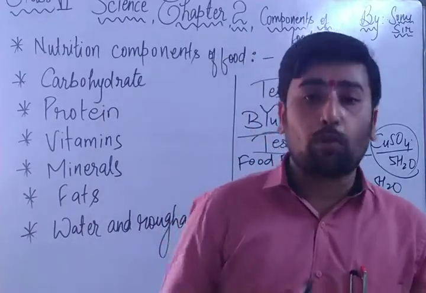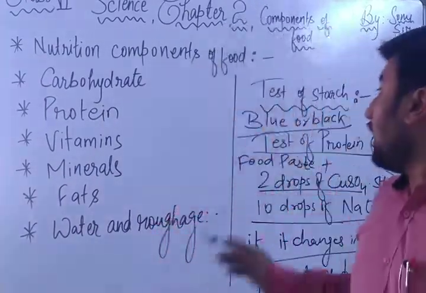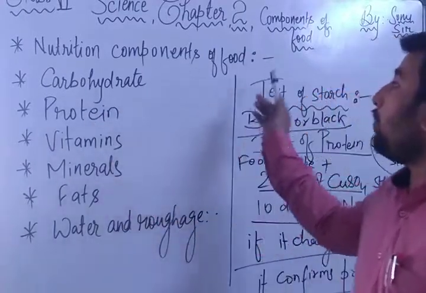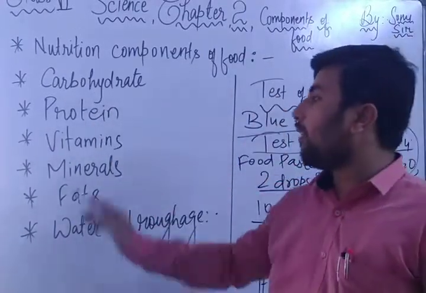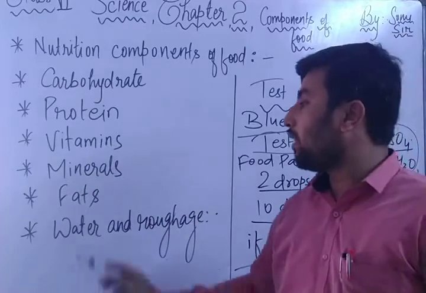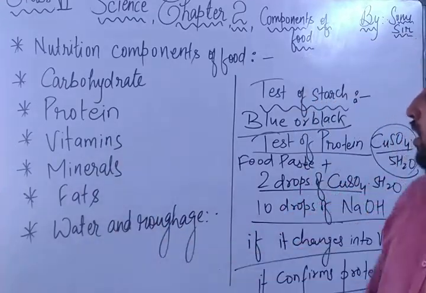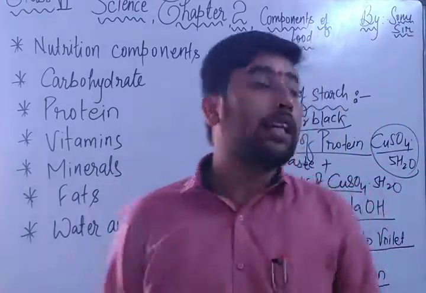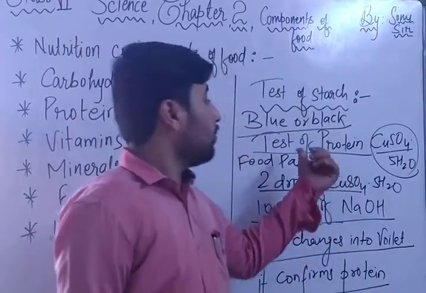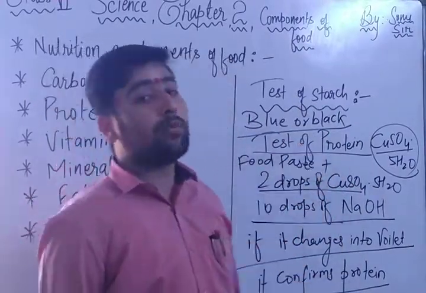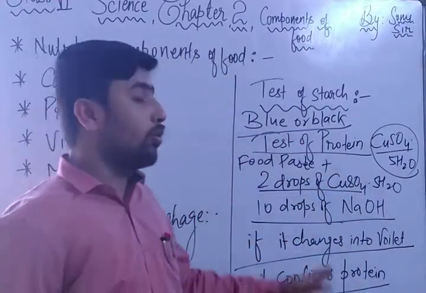that food item does not contain protein. Remember, dear students, here we have studied the nutrition components of food: carbohydrate, protein, vitamins, minerals, fats, water and roughage. And next we did the test of starch. Blue or black confirms that starch is present. Violet color confirms that protein is present.